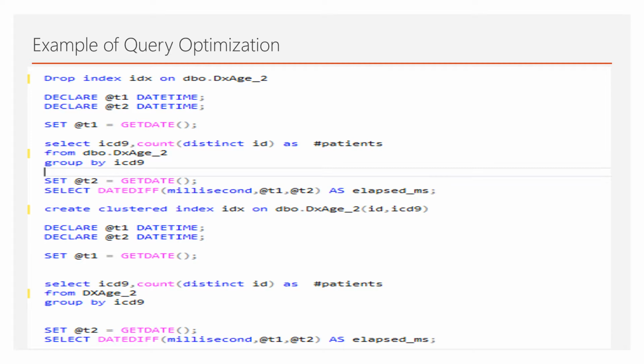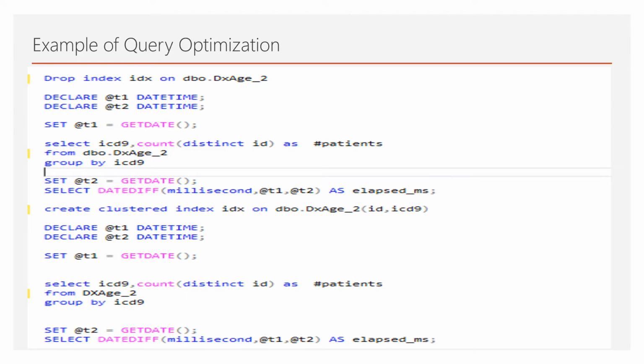For example, when you say create cluster index, it stores all the data in DBO.DX age 2 by ID and ICD-9. What happens is all the variables will go there and run. They will know when you start searching for something, and you would say count distinct ID in the query in ICD-9.